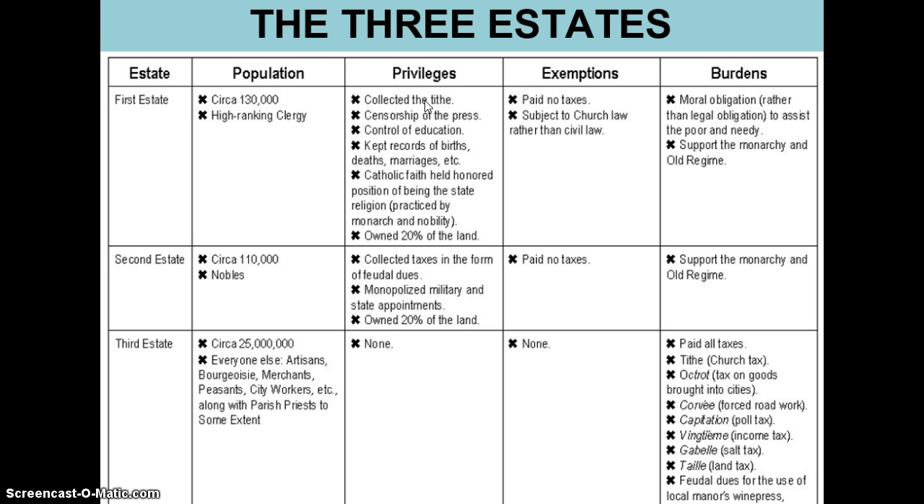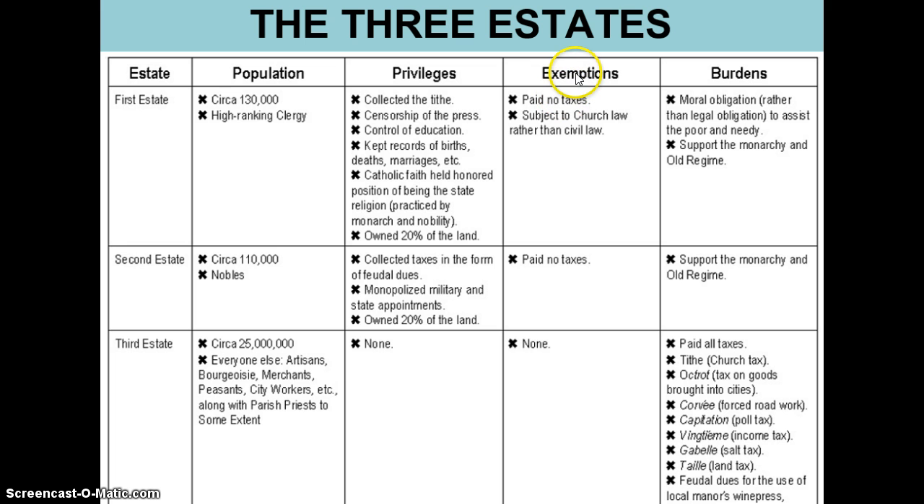They collected a tithe, which was money from the average citizen to help pay for costs that the church incurred. They had the ability to censor the press. They controlled education. They kept all important records such as births, deaths, and marriages. They made sure that the Catholic faith, even though not all French people were Catholic, was held in honor and kept in the most important positions within the state. And they made sure that the monarch and nobility were Catholic in religion. Quite an astounding fact: for only 130,000 people, they owned about 20% of the land.